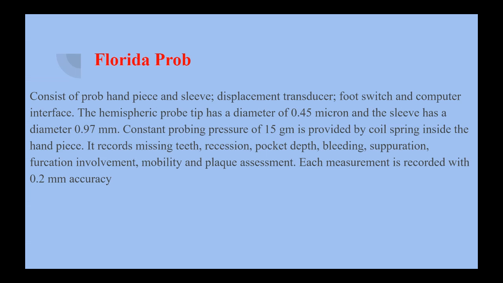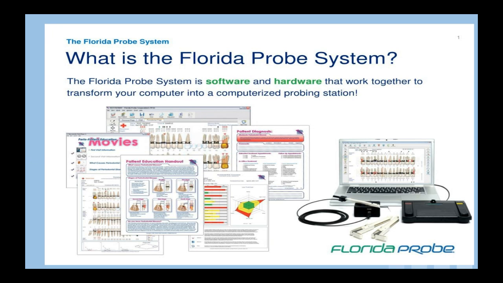The other one, the Florida probe, is the most widely used, and works with a handpiece with a diameter of 0.45 mm and a sleeve with a diameter of 0.97. A constant pressure of 15 grams is provided by a coil spring inside the handpiece. This photo shows how a Florida probe system works and what the components are.